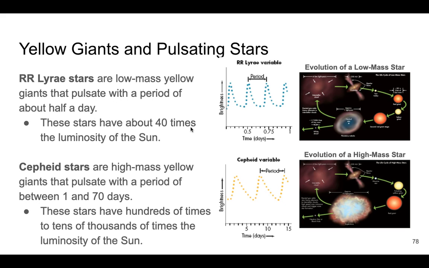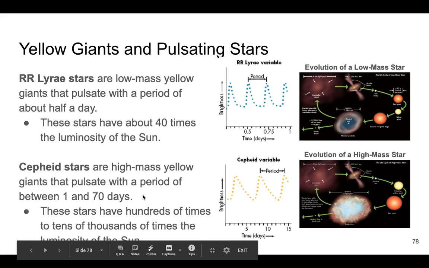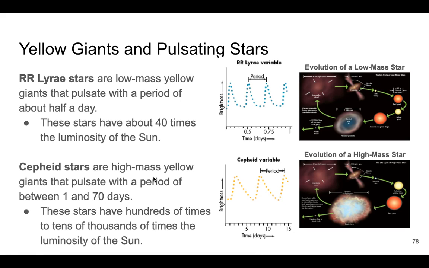So here's what I just said. RR Lyrae stars, these are the low mass yellow giants, and they have a period of about half a day. Cepheid stars, these are the higher mass yellow giants, and they have periods that are days long, so between about 1 day and about 70 days. And these guys are way more luminous than the sun. The little RR Lyraes, they're about 40 times as luminous as the sun, so yeah, very luminous, very bright. But the Cepheids are much bigger, so they're going to have hundreds of times to tens of thousands of times the luminosity of the sun. The fact that they're brighter is going to make them more useful for what we're going to talk about.